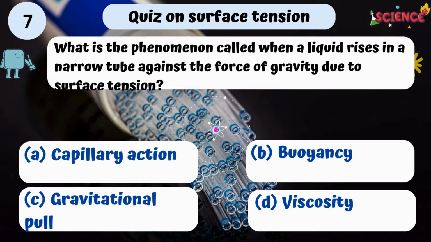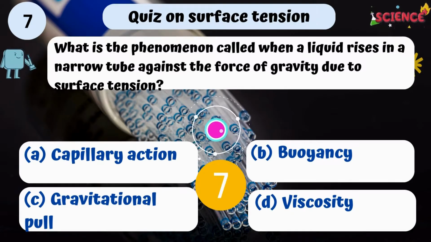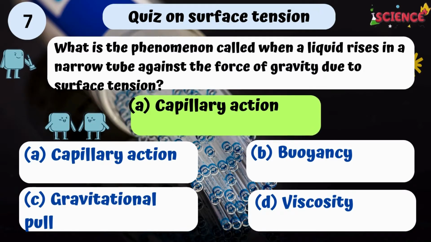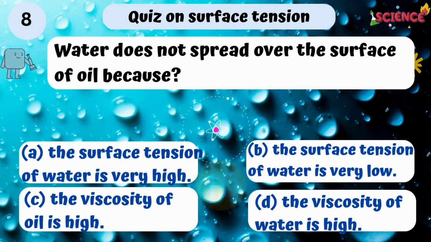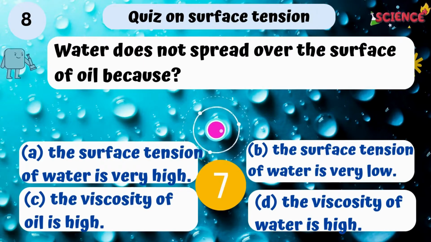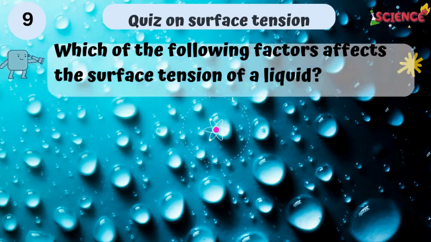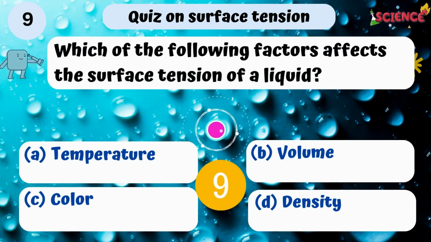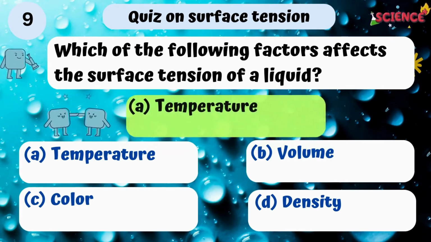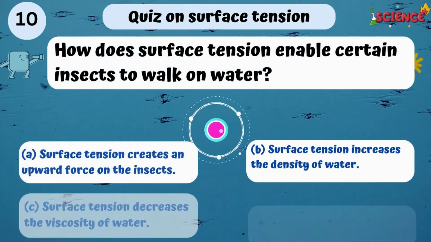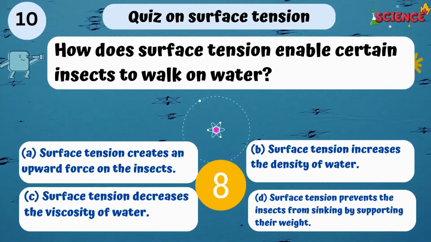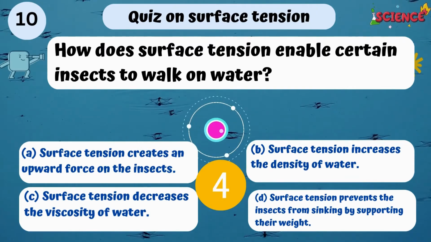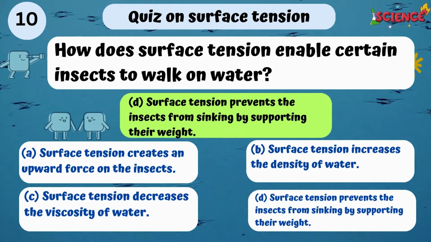What is the phenomenon called when a liquid rises in a narrow tube against the force of gravity due to surface tension? A. Capillary action. Water does not spread over the surface of oil because A. The surface tension of water is very high. Which of the following factors affects the surface tension of a liquid? A. Temperature. How does surface tension enable certain insects to walk on water? D. Surface tension prevents the insects from sinking by supporting their weight.